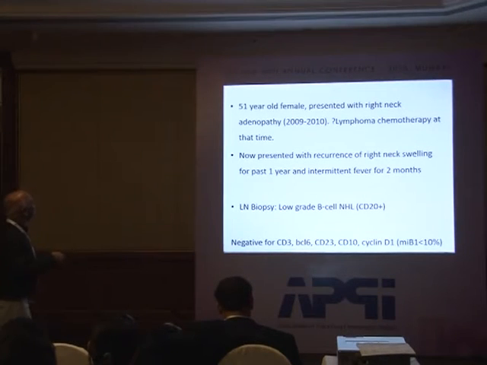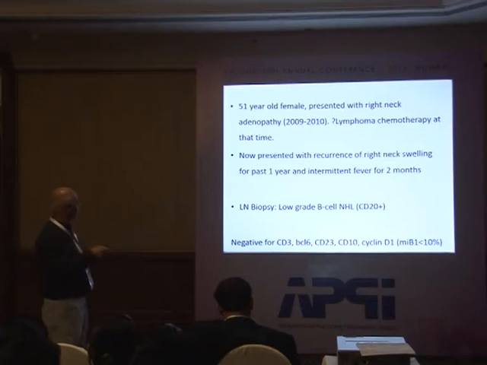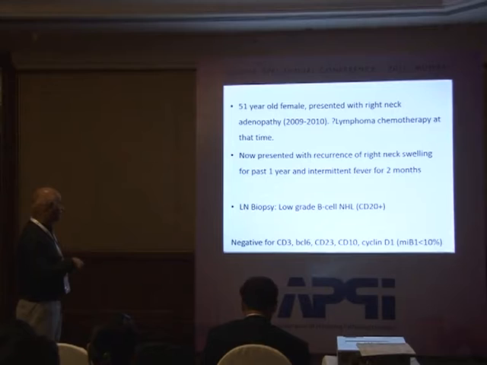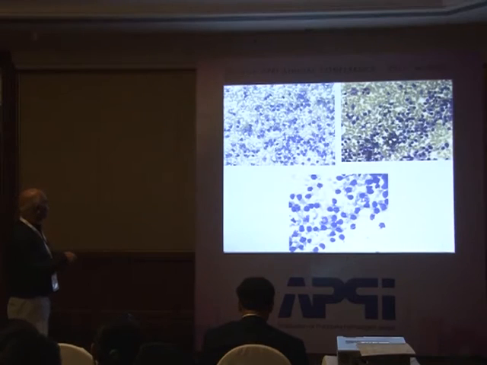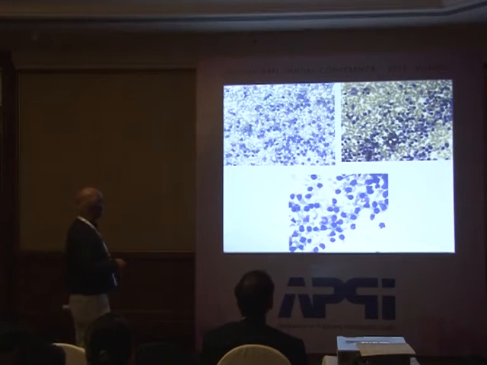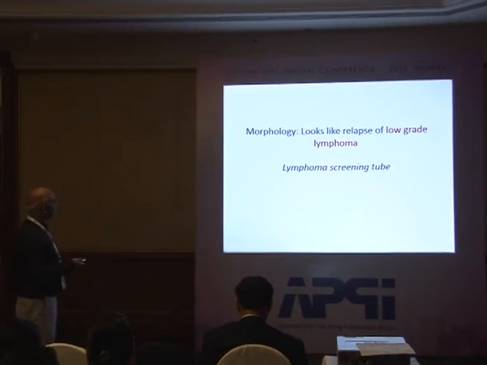A 51-year-old female presented with right neck swelling in 2009-10 and was diagnosed with lymphoma and given chemotherapy. Now she has presented with recurrence of neck swelling. Biopsy has been done and called low-grade B cell lymphoma. The FNAC was done. This is the FNAC. It looks like a monomorphic small cell lymphoma. Looks like low-grade. Doesn't look like blastic. That's all we can say. So we reported it: morphology looks like a relapse of low-grade lymphoma.